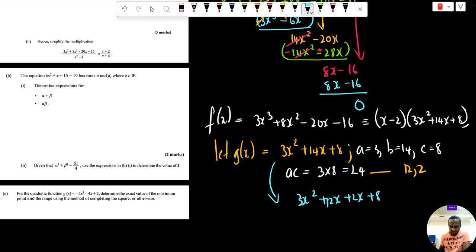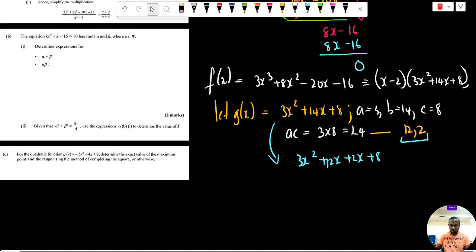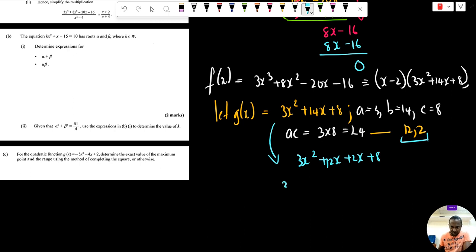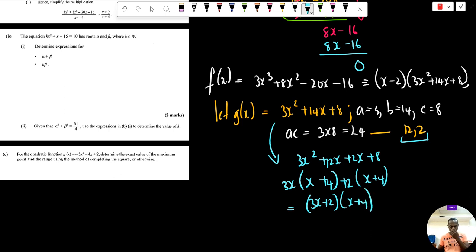plus 2x plus 8. So we basically split the x term based on the factors that we found, 12 and 2, right? And we proceed to factorize. We group the first two terms and we factor the highest common factor, which in this case, of course, is 3x. 3x into 3x squared gives us x, and 3x into 12x gives us plus 4. Then, for the next two terms, we factor out 2, and that leaves x plus 4. And so this quadratic is factorized to give 3x plus 2 times x plus 4, right?